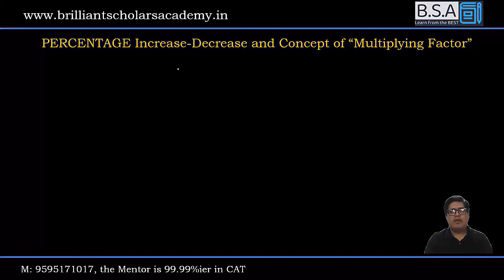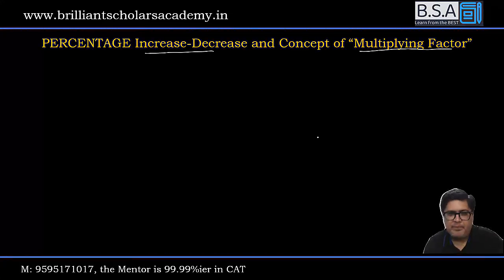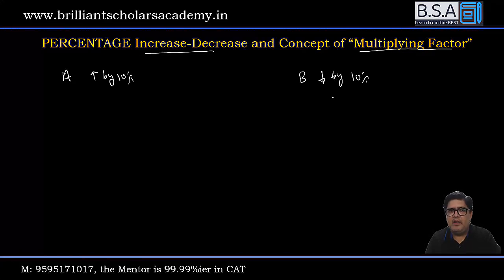Now, the concept of percentage increase decrease and the concept of multiplying factor. Sure. Simple. There is some number that I have. The number is A. And I need to increase the number A by 10%. Or I have a number B, some number B. I want to decrease the number by 10%. So what is the multiplying factor? How do we increase? How do we decrease?